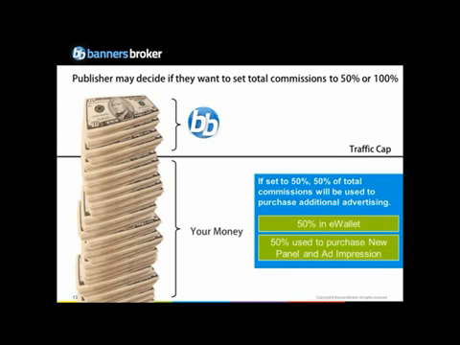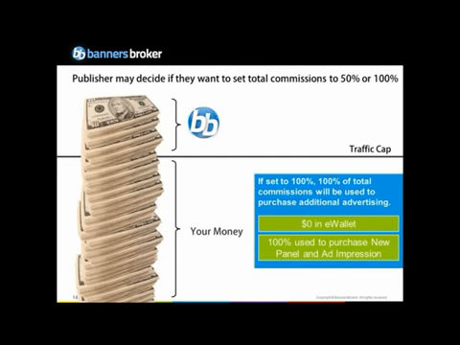I want to be very clear here: if you set your panel to 50%, that means 50% of the total commissions earned on these panels you are going to have in your e-wallet. The other 50% is going to buy you additional advertising. So a lot of you have contacted support saying, my commission says $500, but my e-wallet says 0, I can't touch that money. Well, no, that means you either set your panels to 50% or 100%.